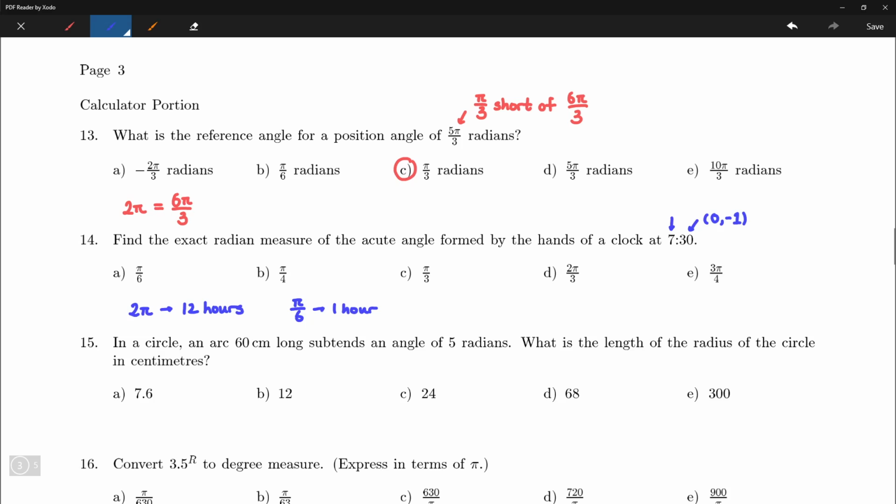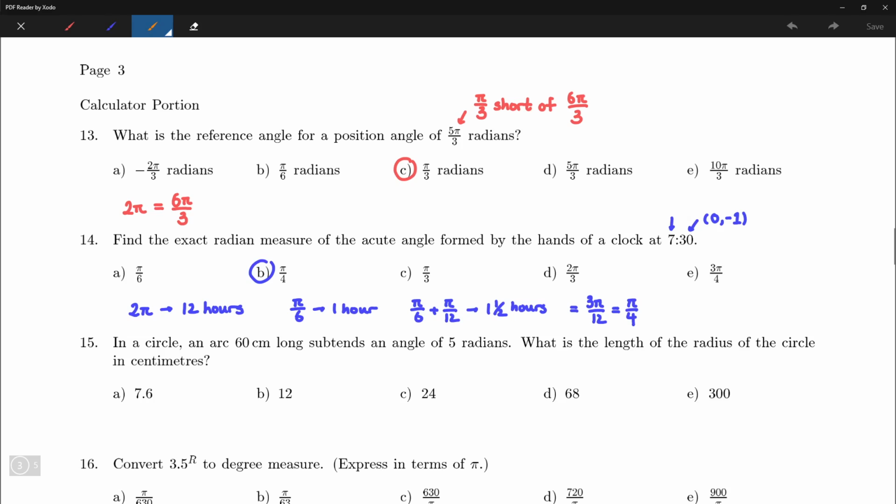And of course, then pi over 6 plus pi over 12 would be 1.5 hours in this case. And if we added those together, this would be 3 pi over 12, which is the same as pi over 4. So this one, the answer is B.